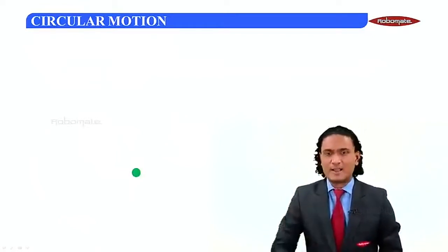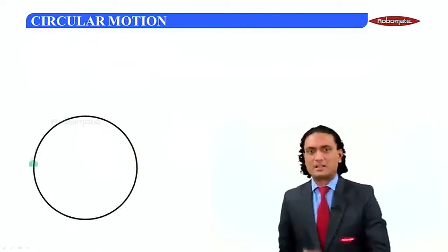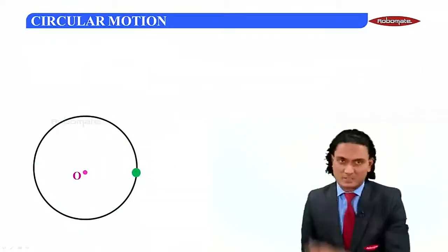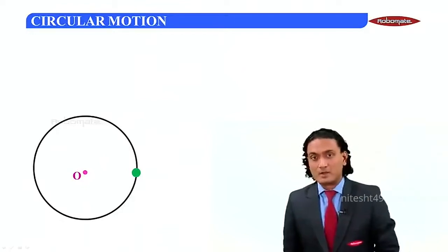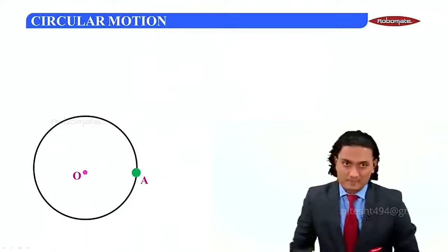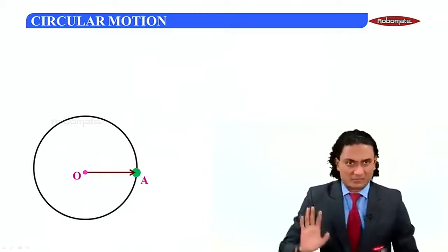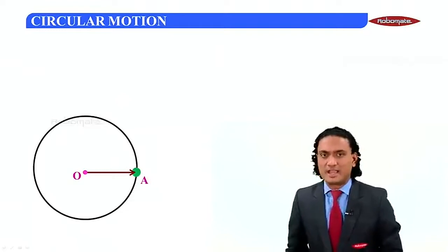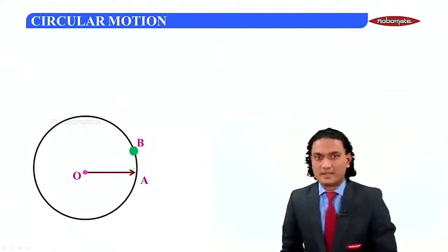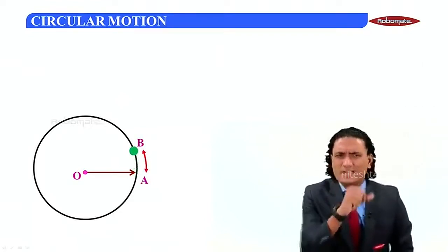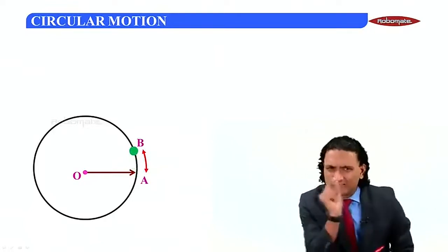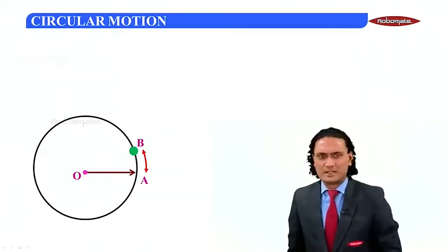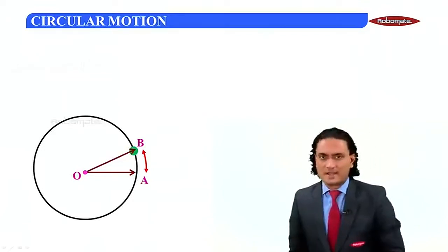For that, again, I am considering a particle. This particle is performing a circular motion. O is the center of the circular path traced by the particle. This particle, alright, is at position A. Now OA will be my radius vector. Now, this particle is moving from position A to position B in a very, very small interval of time. In a very, very small interval of time, it is moving from position A to position B. Now what will happen? OB will become my radius vector.